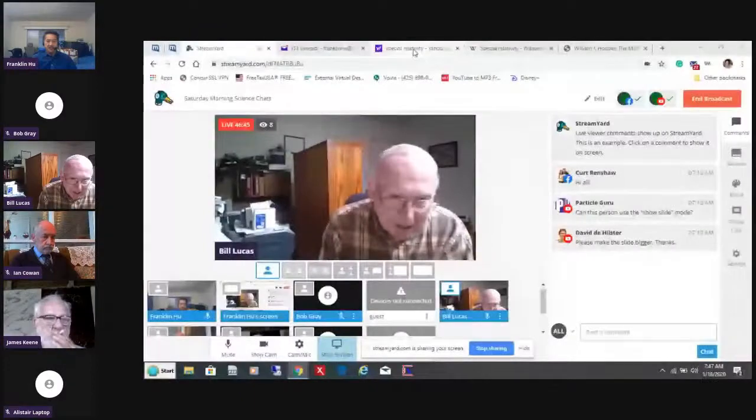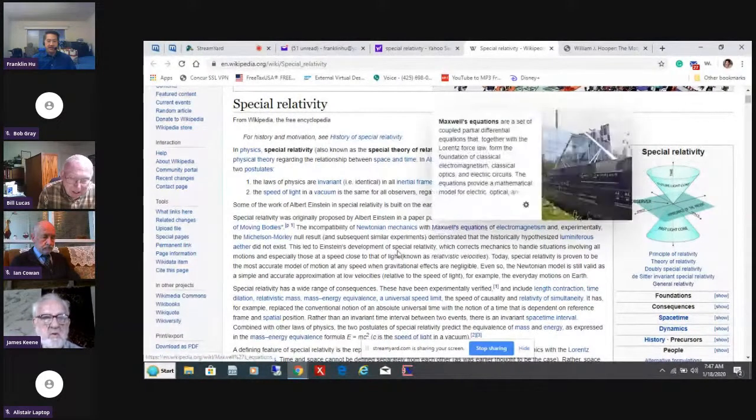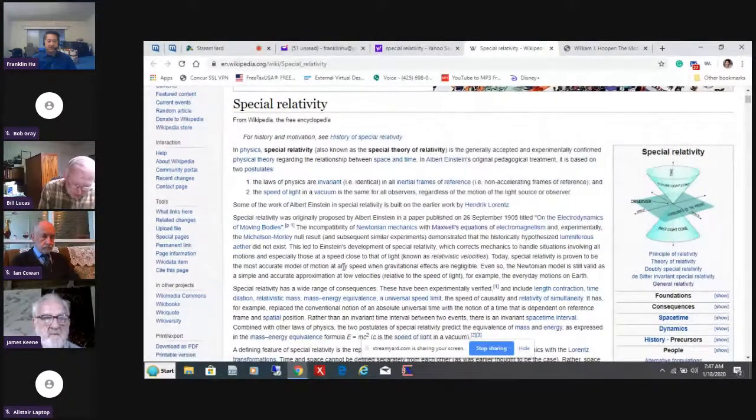Because here I'm looking at the wiki definition of special relativity, and the surprising thing you see about it is that it's all words. There's nothing there that's actually testable. They say that it is a physical theory regarding the relationship between space and time. Okay, I'd love a physical theory regarding the relationship between space and time.